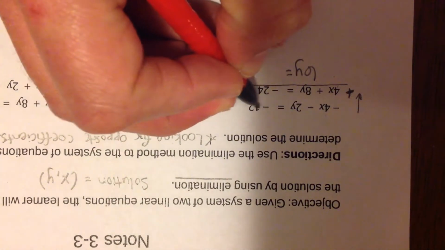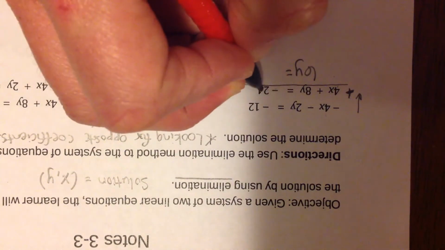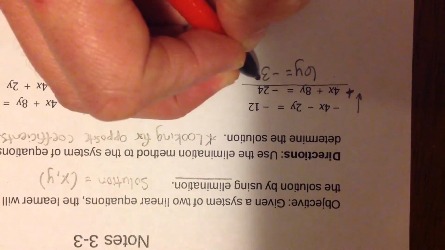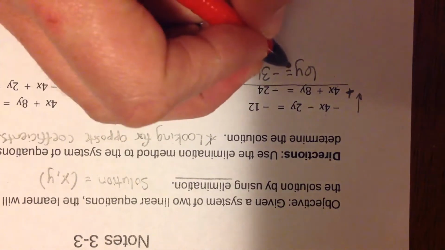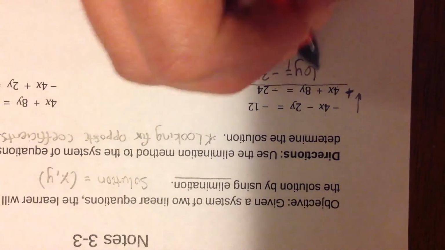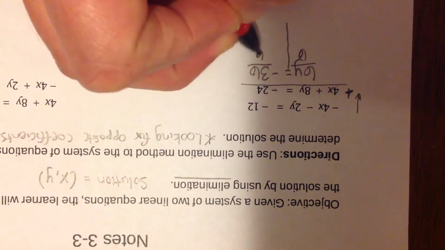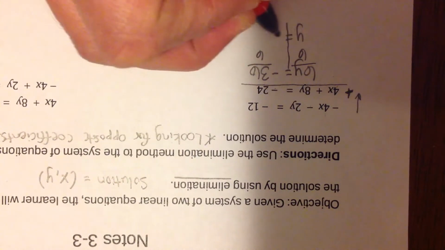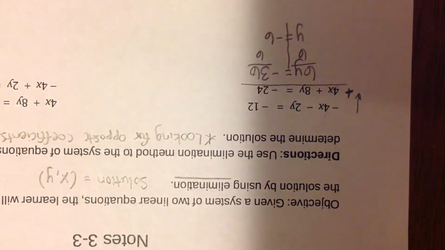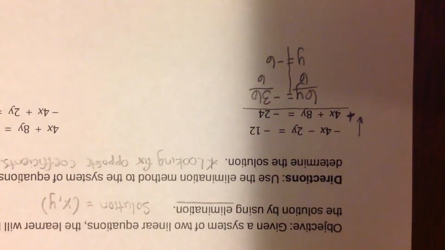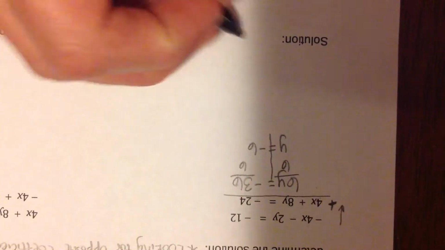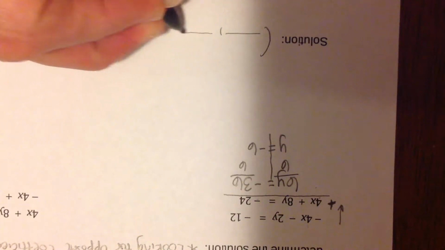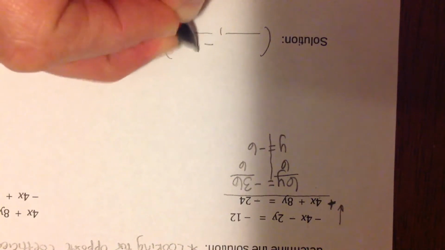And you have to be careful here. -12 plus -24, that gets me -36. Now I solve this just like I would any one-step equation by dividing by 6. And my y value is -6. Now something to keep in mind here is that I've solved for the y this time. So when I write my solution down here, I have an x value and a y value. And my y value is -6.